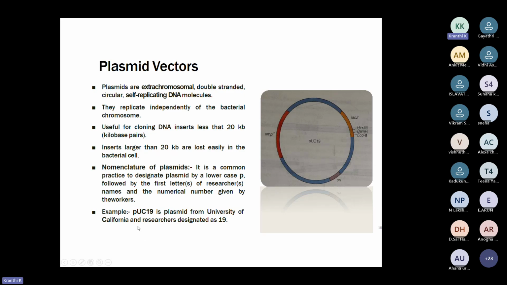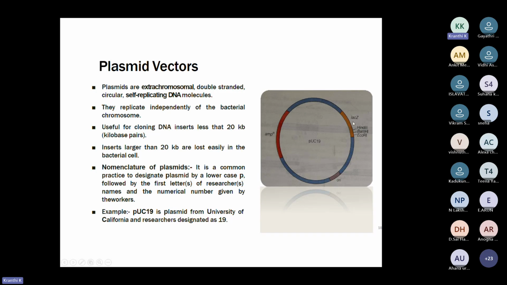So it's from University of California, and researchers designed pUC19. UC means University of California. pUC means Plasmid University of California. So they named it 19. Initially, they extracted this one, it seems. Okay, so this is one pUC19 plasmid. These are the characteristics.